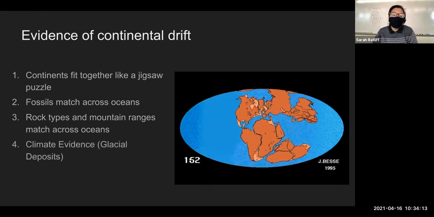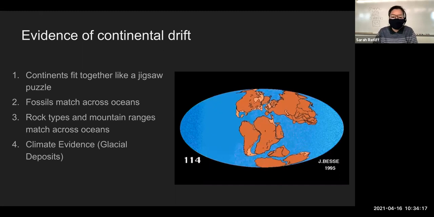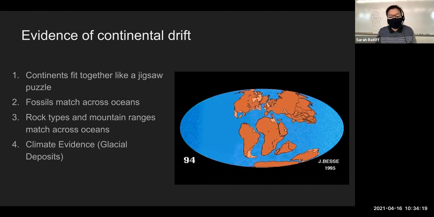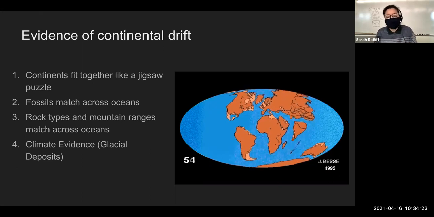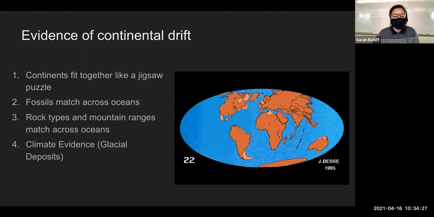And lastly, climate evidence. Glaciers. Glaciers are very, very old. And we see evidence that glaciers actually held together. They shared a lot of the same continents, one giant glacier. So let's look a little bit closer here.